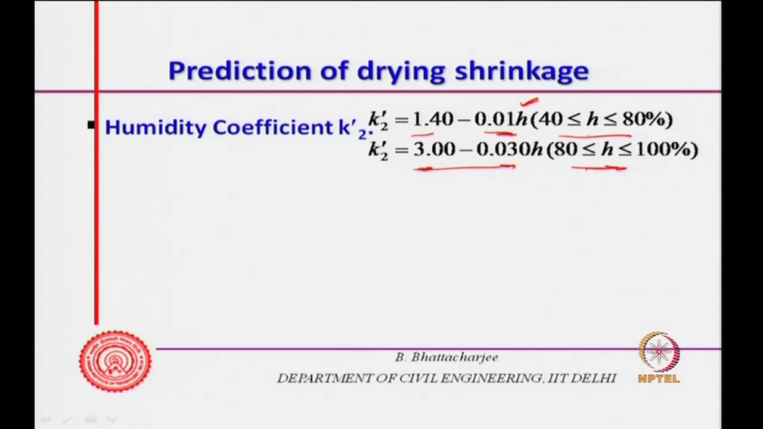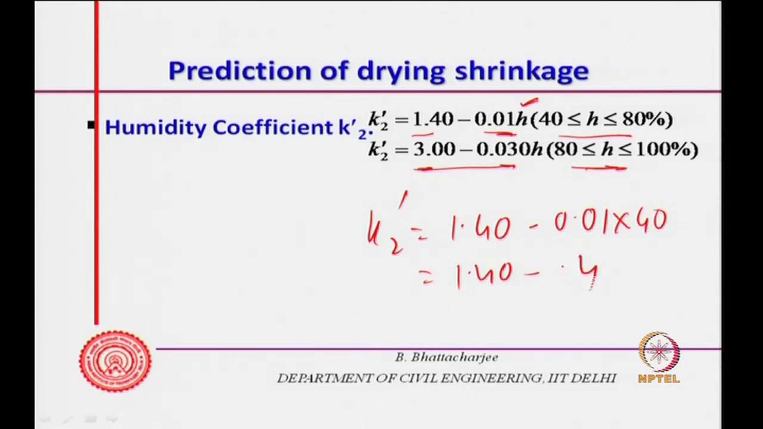For example, you take, let us say, 40% relative humidity. So, K2 dash would be equal to 1.40 minus 0.01 into 40. So, which would be simply 1.40 minus, how much would it be, 0.4, 1% of 40 would be 0.4. So, this is simply 1.